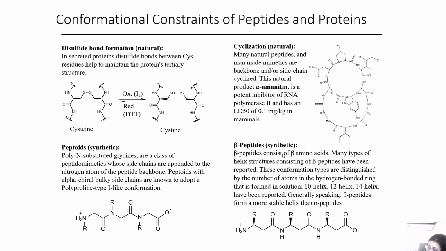Now, if we talk about beta peptides, which are also synthetic, they consist of beta amino acids. Many types of helix structures consisting of beta peptides have been reported. These conformation types are distinguished by the number of atoms in the hydrogen bonded ring that is formed in solution. 10 helix, 12 helix, 14 helix have been reported. Generally speaking, beta peptides form a more stable helix than alpha peptides.